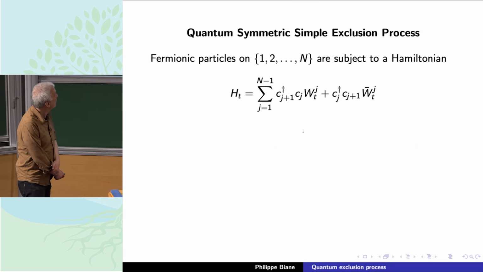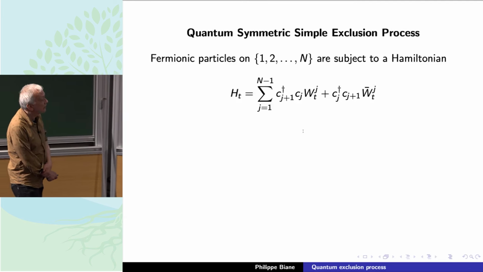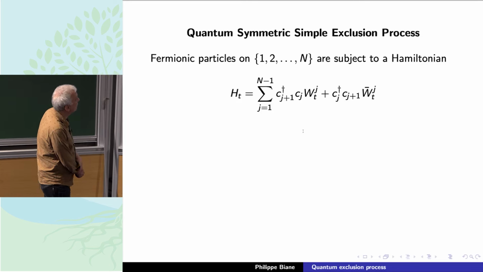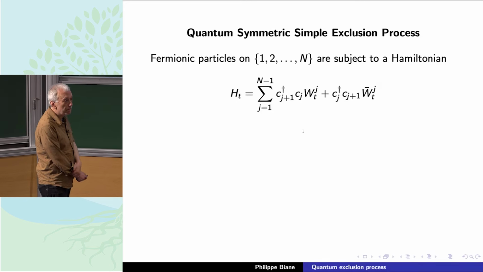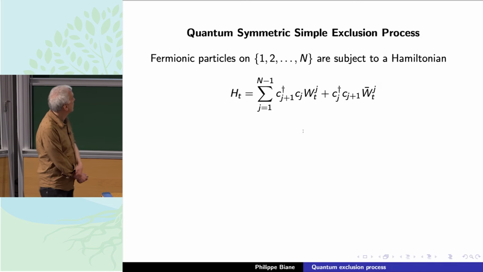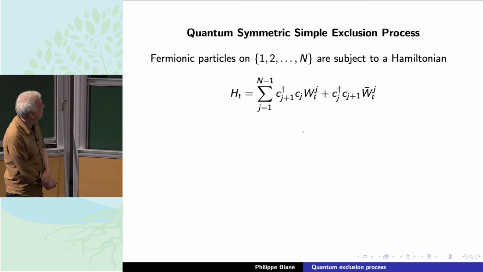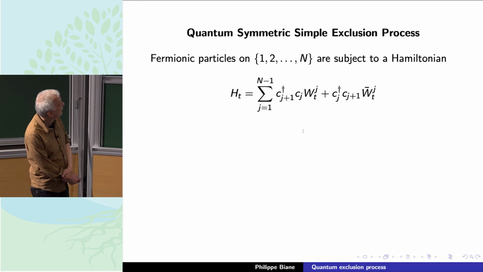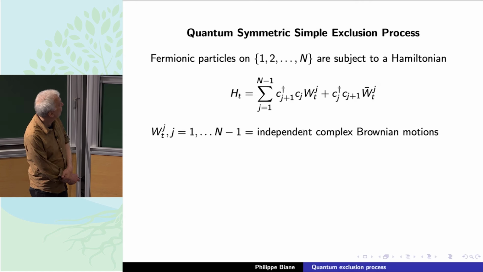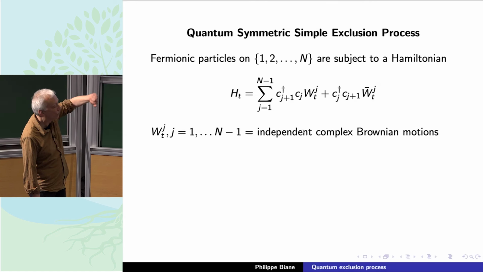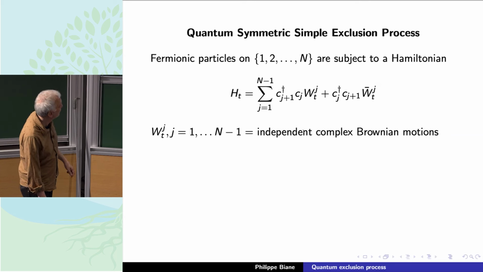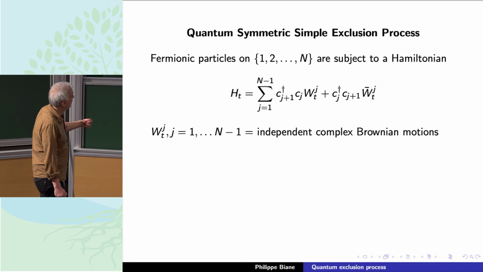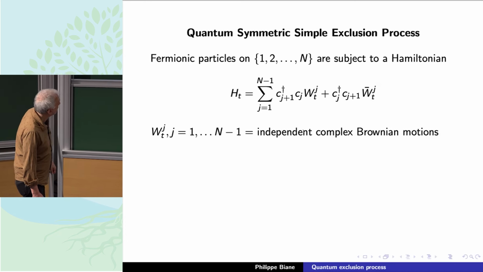So what is a quantum symmetric simple exclusion process? Okay, so it's a quantum process. This means that we have fermionic particles, and there is a Hamiltonian. So what is the Hamiltonian? The Hamiltonian can be written as a sum, so there are several terms in this sum. There are first a Brownian motion, or more precisely several independent complex Brownian motions. They provide the noise that will drive the particles.